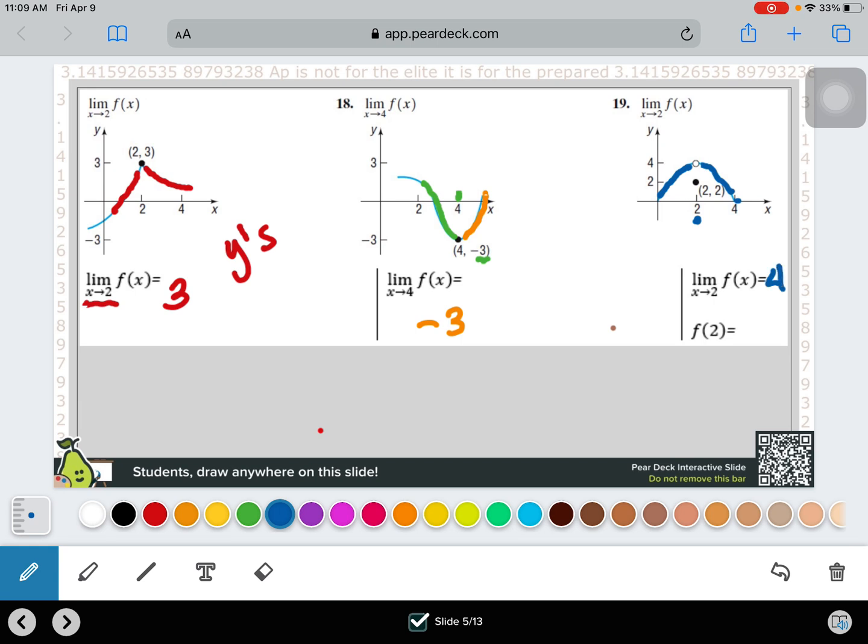Now, some of you might have said that the limit was 2 because there's a solid point at x equals 2. However, that is the actual location of what x equals 2 gives. So when x equals 2, my y value equals 2, because the other one is a hole, a removable discontinuity.